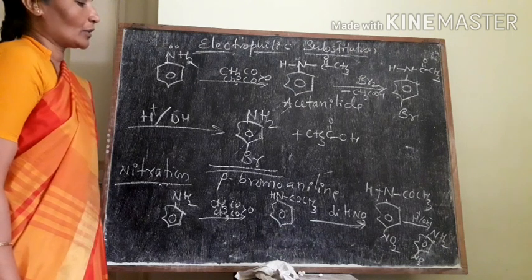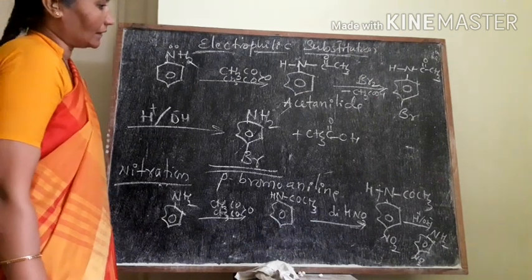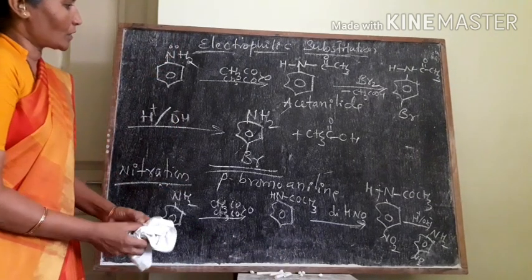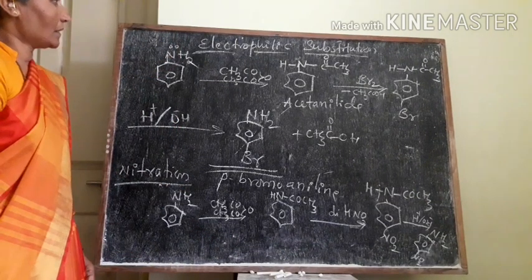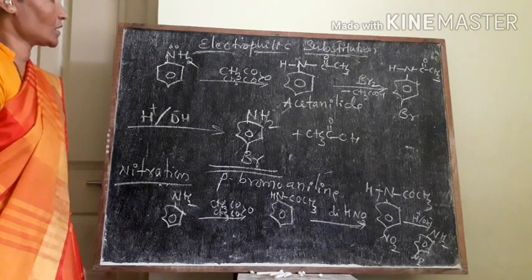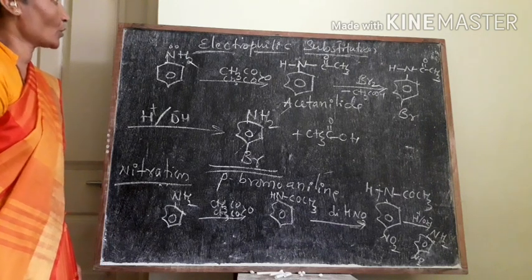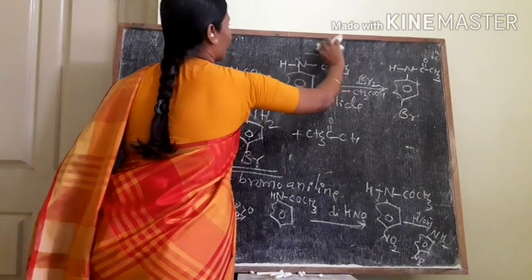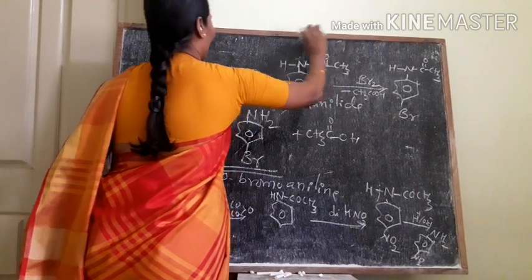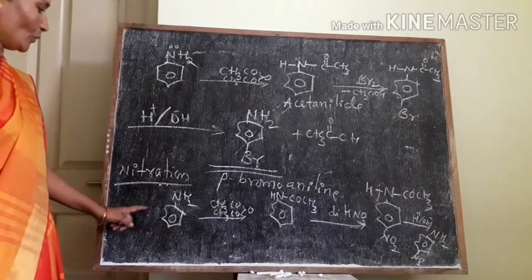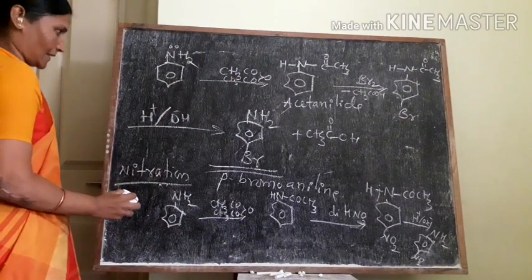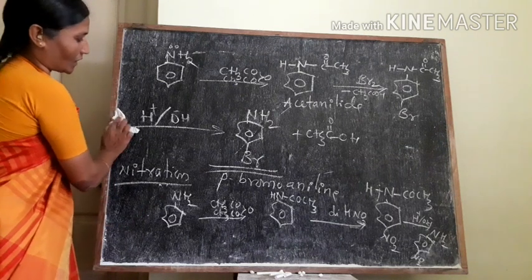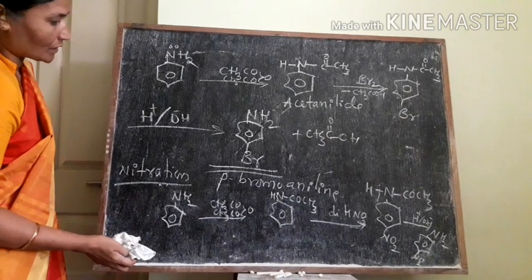Para-nitroaniline. Para-nitroaniline. So in this way we can carry out mono-substituted electrophilic substitution. Similarly, I will use another electrophilic substitution, that is sulfonation. Before that sulfonation, one more nitration I will represent here. That nitration is, so let me just rub this one.